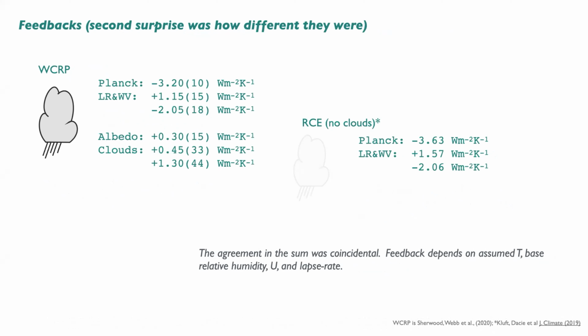Numbers: Planck 3.2, lapse rate water vapor 1.15, net -2. In RCE, we end up with the same net, but we get there in a very different way. So in this dry Manabe atmosphere, we have a much bigger Planck effect, and that's again this water vapor masking, and we have a much larger in magnitude lapse rate and water vapor.